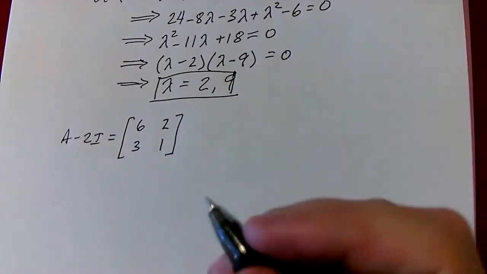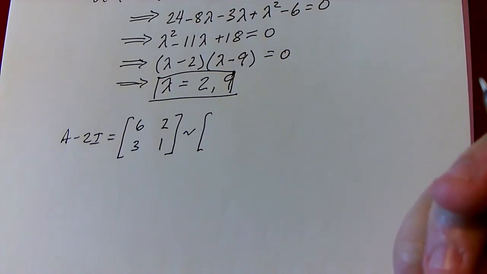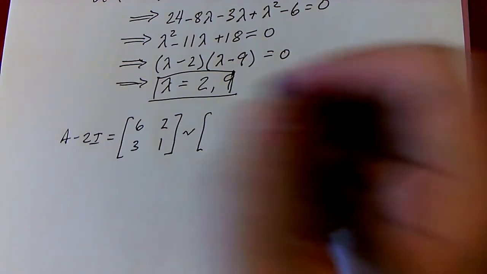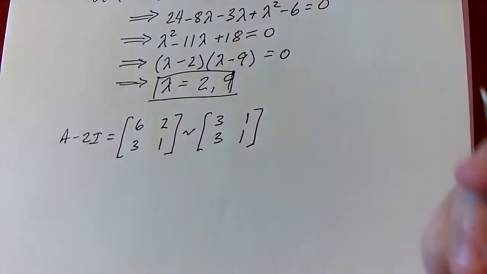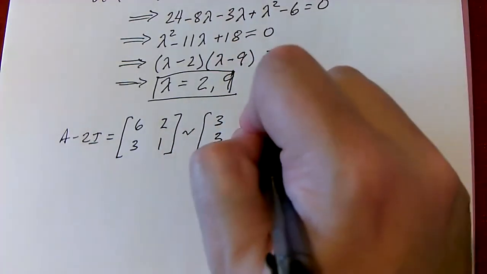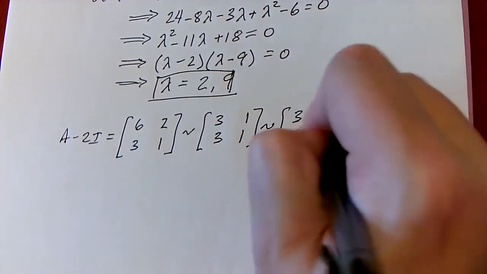All right, let me get the camera to play nice there. 6, 2, 3, and 1. That's going to row reduce. Okay, I'll do it kind of slowly here. So I'm going to divide the top row by 2. So I get 3, 1, and 3, 1. Row reduce that again. So I'm going to get 3, 1, 0, and 0.